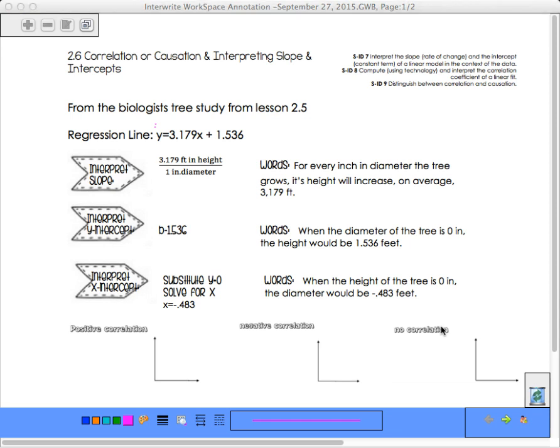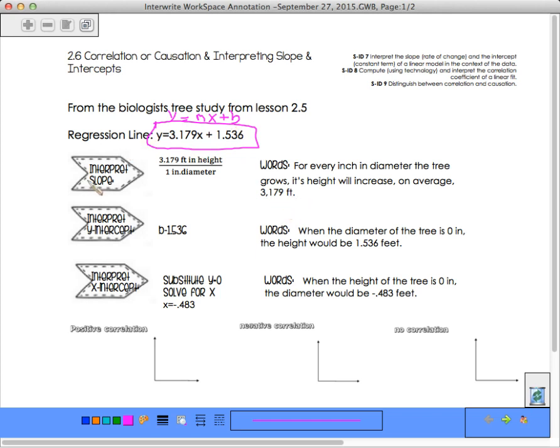Okay, so 2.6 is correlation or causation and interpreting slope and intercept. If we think back to 2.5, we had the study with the biologist that was studying the relationship between the diameter of the plant and its height. And we came up with this regression line right here. If you want to look back in your notes. And remember, we know slope is whatever's in front of x, and the y-intercept is the number by itself because it looks like y equals mx plus b.